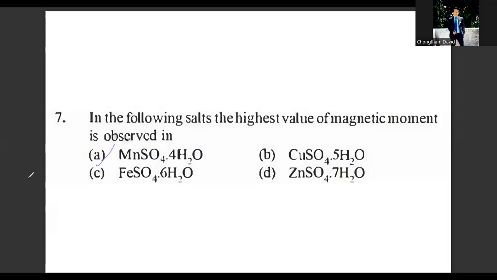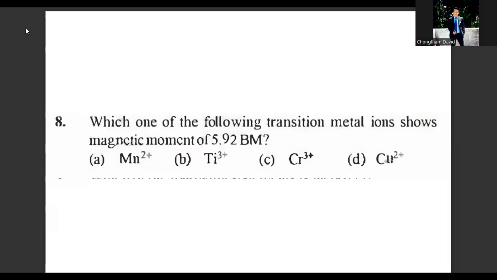See, from this, what can you conclude, my dear students? Questions are asked mainly on the oxidation state, maximum and minimum. Manganese is one of the commonly asked questions. Now let us see question number 8. Which one of the following transition metal ions shows a magnetic moment of 5.92 Bohr magneton? So given the magnetic moment of the transition metal, what is the Bohr magneton value of n plus 2?